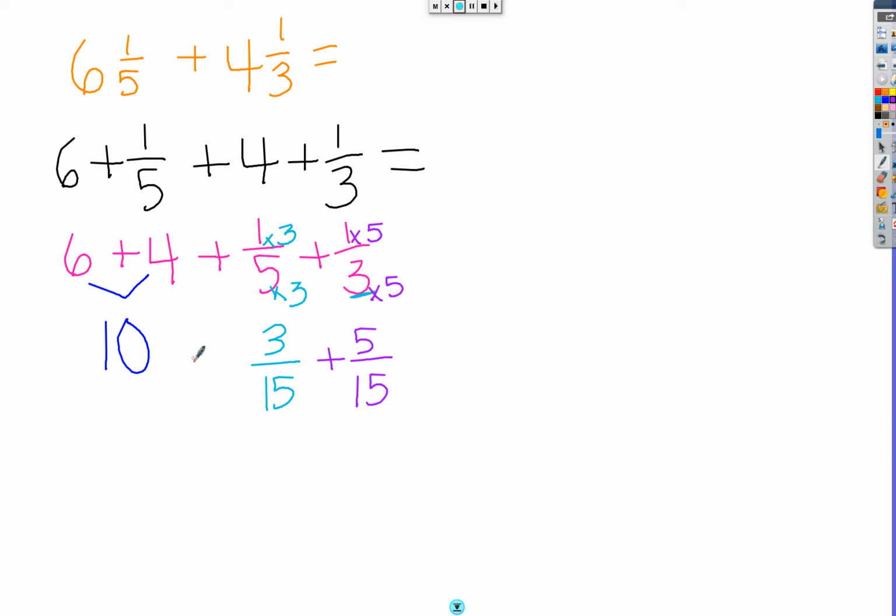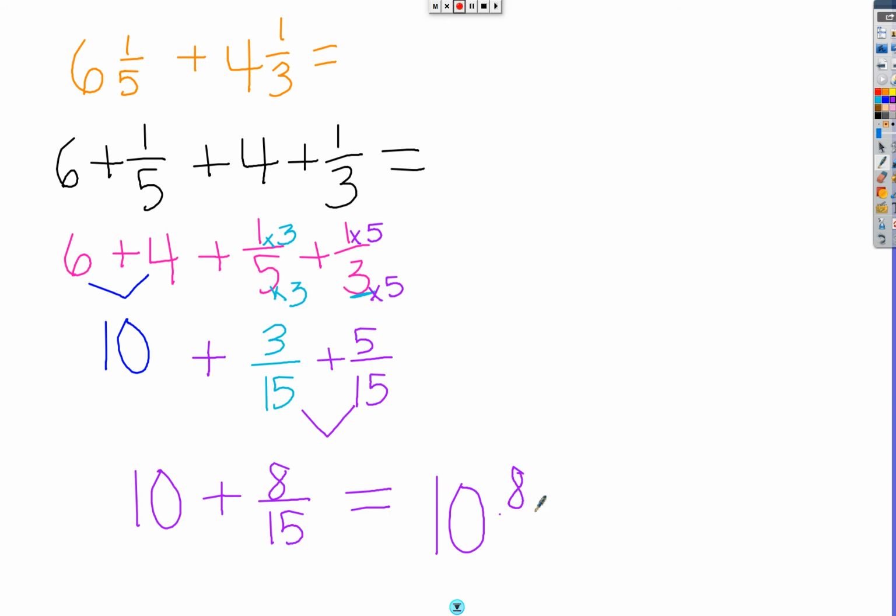Okay? So if I rewrite everything again, there's my problem. I'm going to combine these terms together and actually add those two terms together to get 8/15, which means my answer is 10 and 8/15. A little bit easier than that first problem, huh? And then last problem.